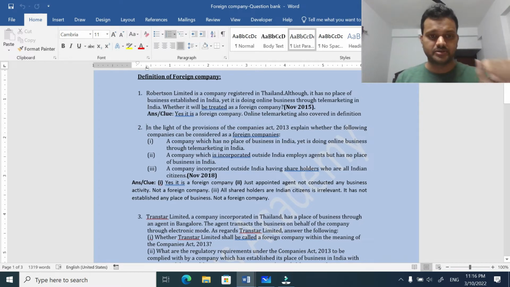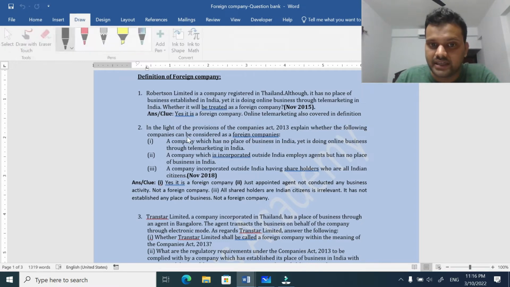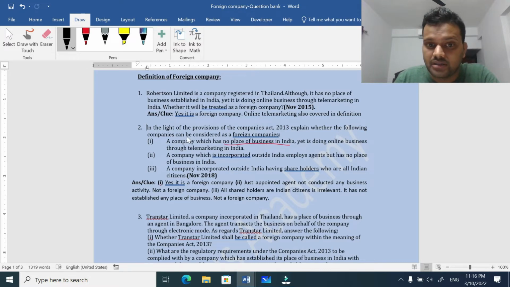Foreign company definition question. It was asked in November 2018. In the light of the provisions of Companies Act 2013, explain whether the following companies can be considered as foreign companies. A company which has no place of business in India, yet is doing online business through telemarketing. Tell me, whether it's a foreign company or not. The answer is yes, it's a foreign company. Telemarketing is also covered under the electronic mode of business, so this is a foreign company.